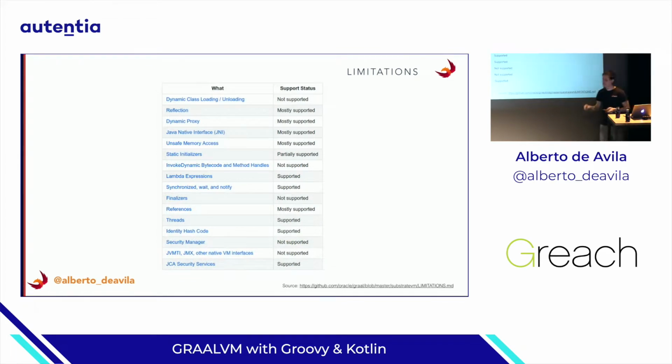This is a more or less complete list of the features that are supported, partially supported, or not supported when using native images. For example, finalizers, you cannot use them with native images. Or for example, static initializers are only partially supported. So if you want to read more, you have to go to the Substrate VM project and read it very well to know if you can use it in your projects.